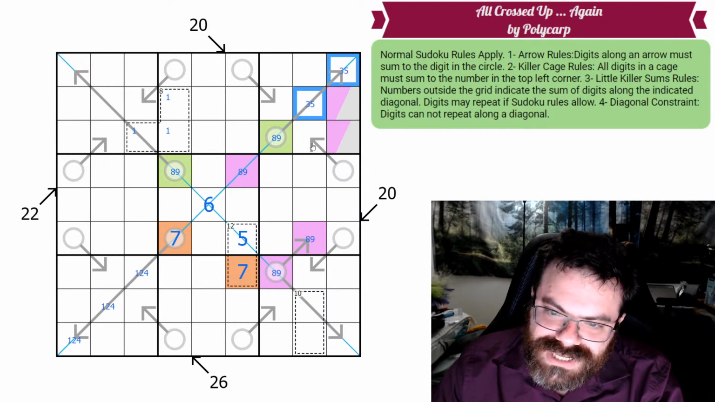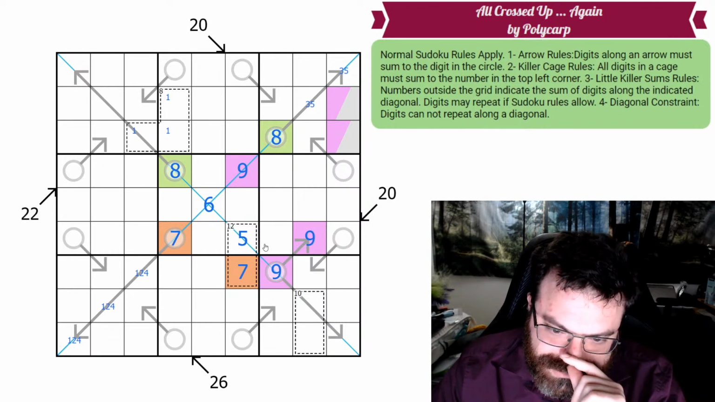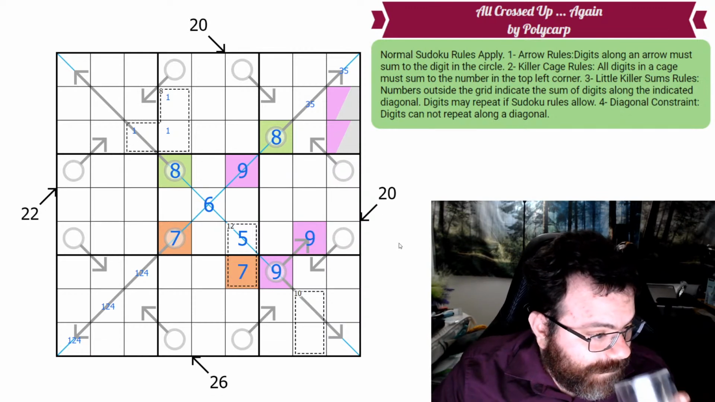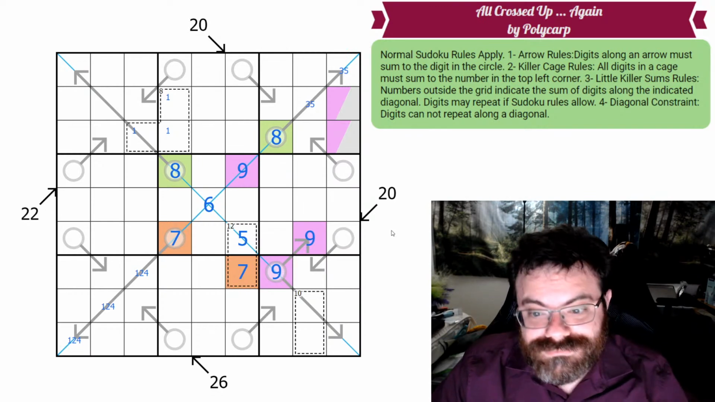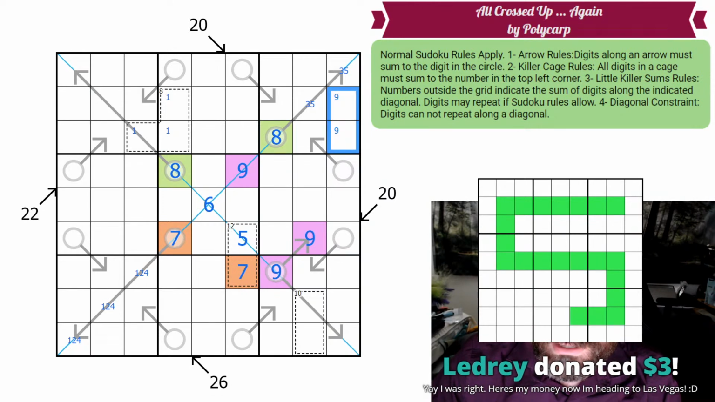Yeah, so this is 3, 5. That makes green 8 actually. So this is the scenario with green as 8. Looks like Ledry lost the bet. Right, one of these is a 9. I think I can get rid of the colors now.